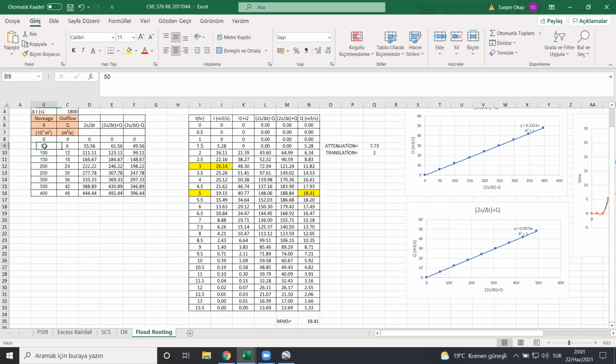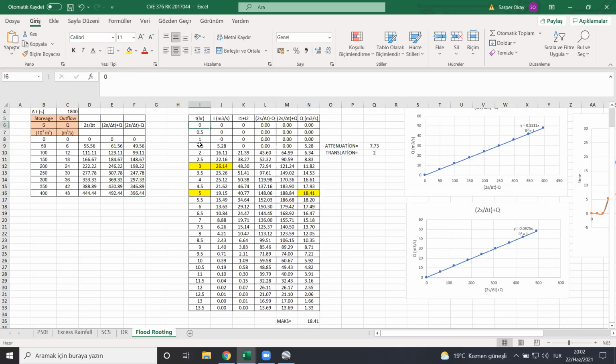So basically, we are multiplying this value by 2 and dividing it by 1,800 seconds. After that, you are adding this discharge value to this one, because it's 2S divided by delta t plus Q, and then you are subtracting this discharge value from this value. You are doing it for all of them, and you're going to fill a table like this. Once you fill this table, the second step comes.